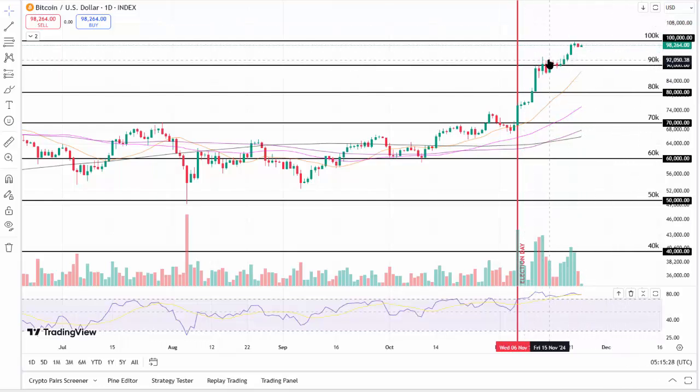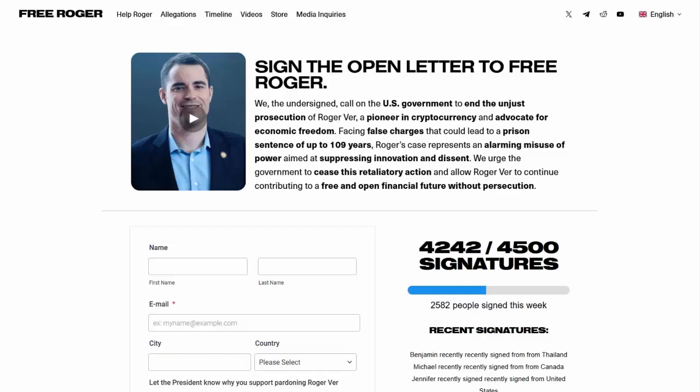So guys, let's change that trend and let's show them that the crypto community stands together. Remember that when they come for one of us, they come for all of us. Please go to freerogernow.org and sign the open letter. Please share with anyone. Make some noise if you can. You can find more information about Roger's case there. It takes less than 30 seconds to sign, and it doesn't cost any money. So let's make some noise and get Roger free.